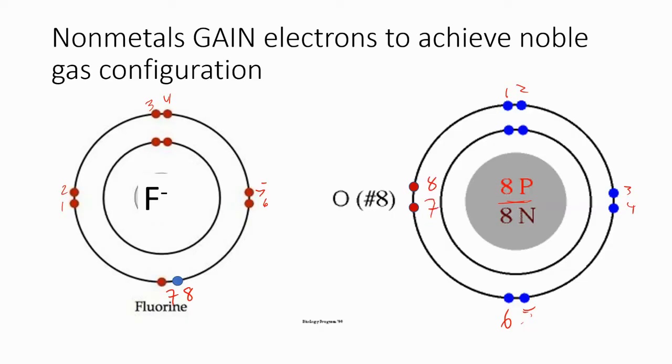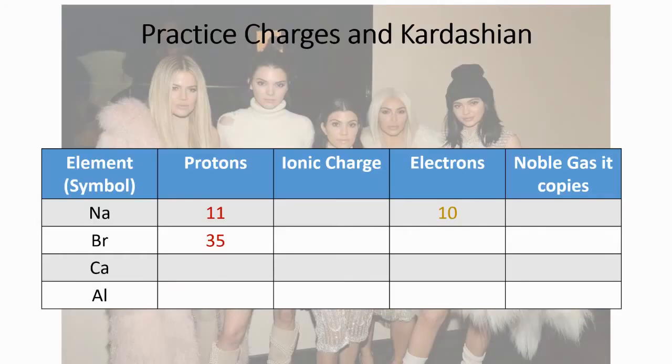Now oxygen has become oxygen minus 2, right? Because 8 protons, now it's got 10 electrons, so it has 2 more electrons than protons. So oxygen becomes oxygen minus 2. Now, having told you all that, let's practice Kardashian charges.